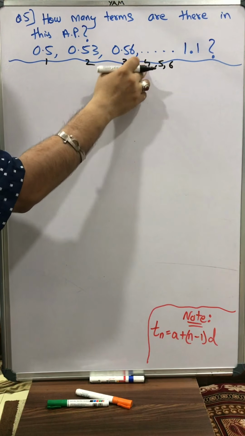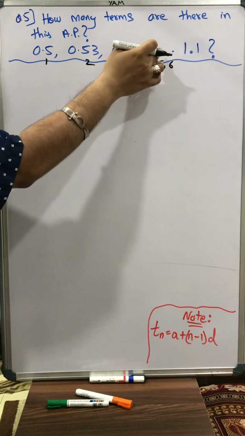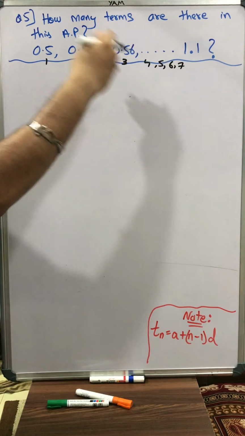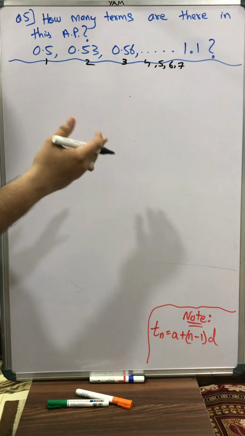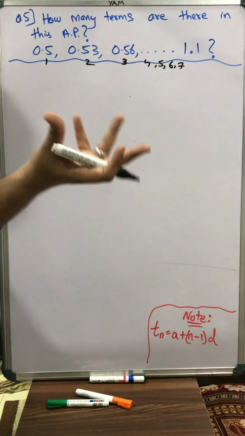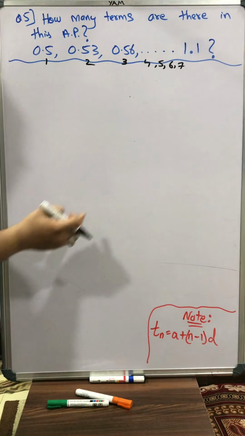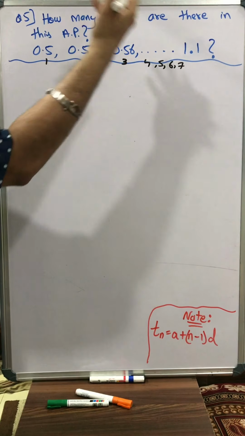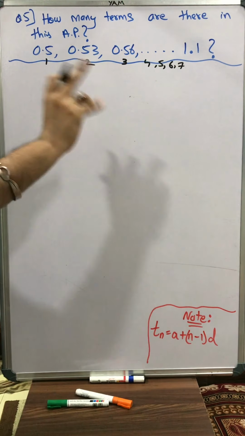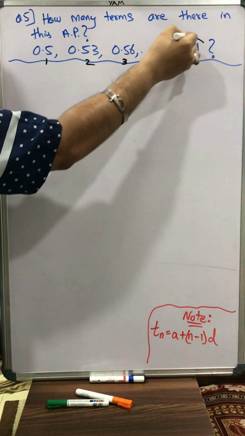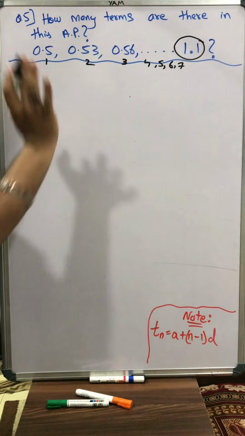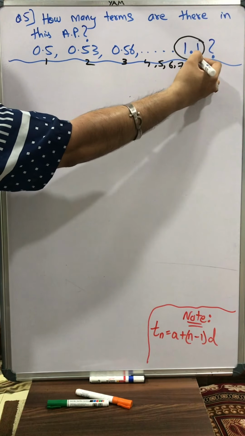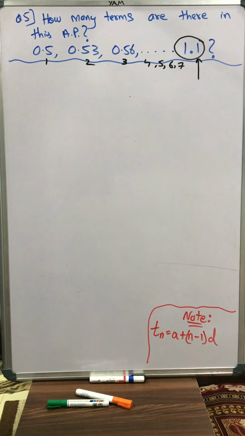Like this only, there will be some fourth term, some fifth term, some sixth term, some seventh term, some eighth term. I don't know how many terms are there between these dots. There can be 3 terms, 4 terms, 5 terms, 100 terms, 1000 terms. But one thing they have given us, that the last term where this arithmetic progression ends is 1.1.